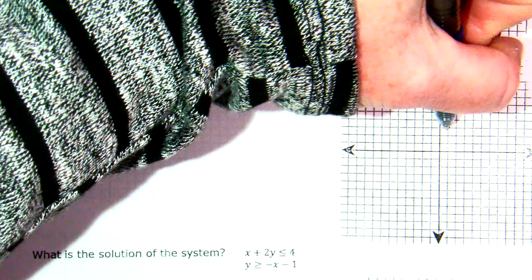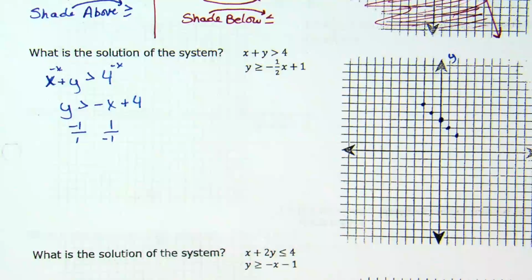Notice, you guys know which way a negative slope faces, right? You know that negative slope angles down, and that's what this line is doing. Okay?